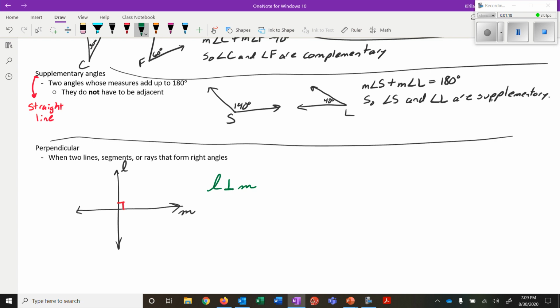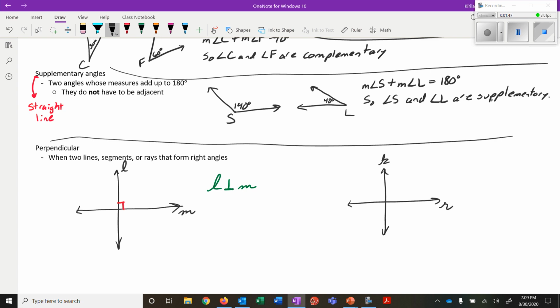M. Now, one thing to note is if I were to see something like this, so K and R, these may look perpendicular, but unless I'm told they're perpendicular or there's the symbol to go there, I don't know if they're perpendicular or not. And since I don't know for certain if they're perpendicular, I would have to assume they're not.